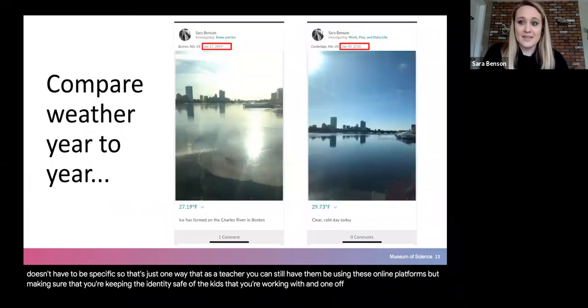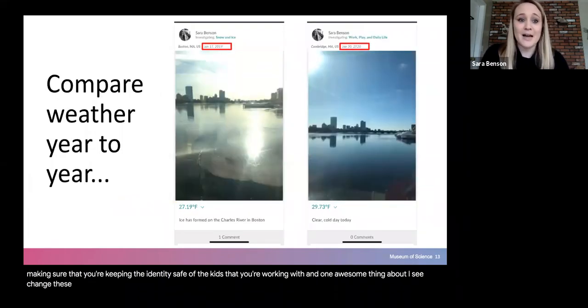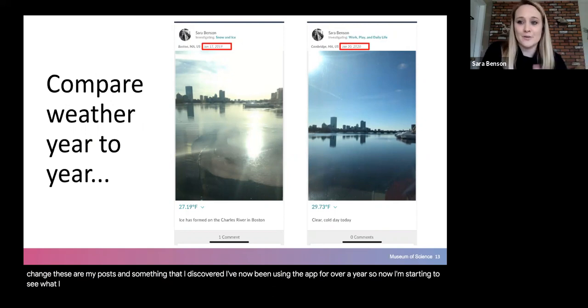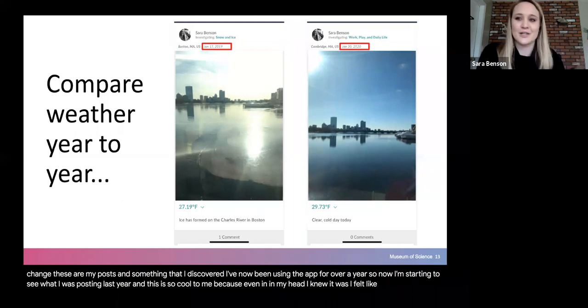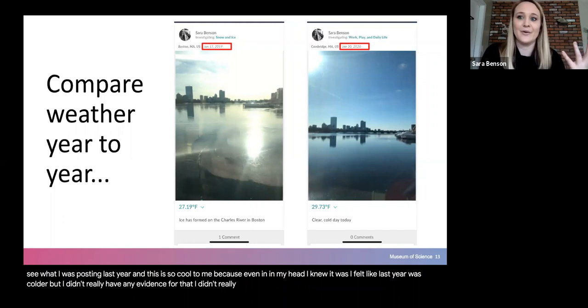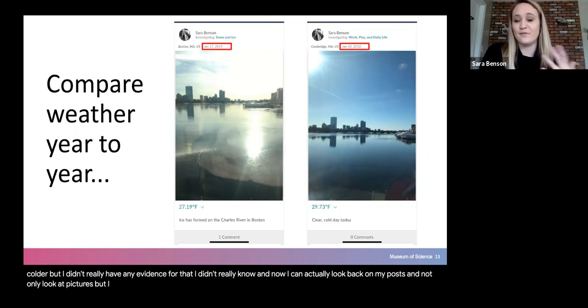And one awesome thing about IC Change, these are my posts and something that I discovered. I've now been using the app for over a year, so now I'm starting to see what I was posting last year. And this is so cool to me because even in my head, I felt like last year was colder, but I didn't really have any evidence for that. Now I can actually look back at my posts and not only look at pictures, but I can see how I was feeling.